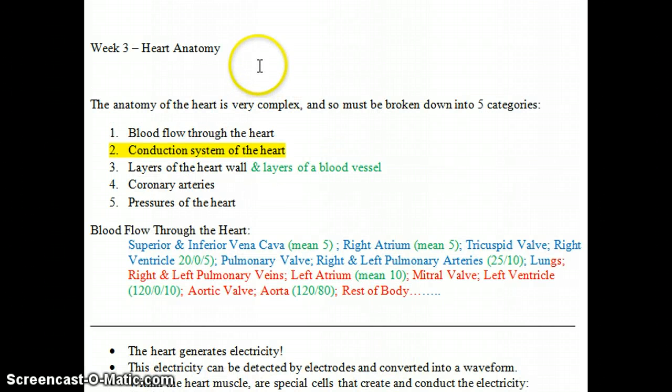So for week 3, we are still talking about heart anatomy, and as I've mentioned, we break the heart anatomy down into 5 categories. We've talked about blood flow through the heart. We have talked about the layers of the heart wall and the layers of a blood vessel. And we have talked briefly about the blood pressures of the heart within the chambers and different areas of the heart. This week we're going to focus on the conduction system of the heart. And then of course we still have to talk about coronary arteries, but we will probably start that next week.